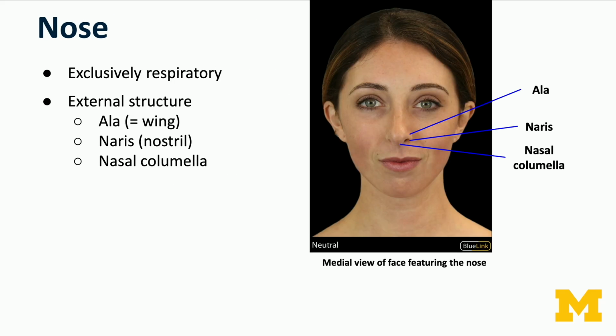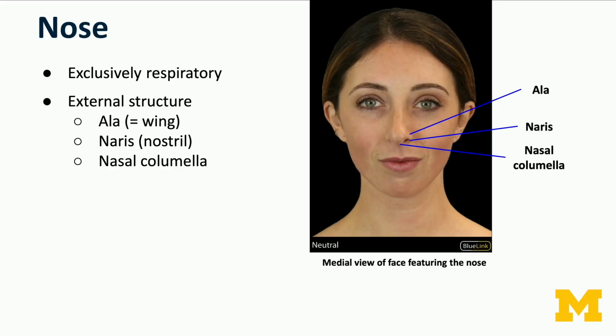So let's begin with the nose. The nose is exclusively a respiratory structure as we interact with the world. It is true you could put a nasogastric tube through someone's nose in order to feed them, but that isn't the default state. We predominantly are going to use our noses for breathing. Everyone's nose is a little different, but many of us have the same basic major parts.